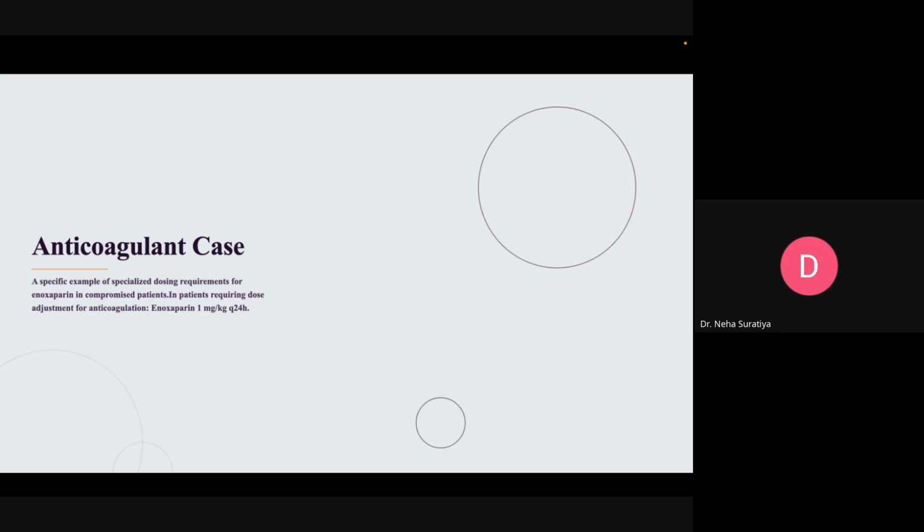Okay. So 1 mg per kg every 12 hours is for normal renal function. If the patient has normal renal function, enoxaparin 1 mg per kg every 12 hourly is normally prescribed. But in renal impairment, you will increase the interval here and you will make enoxaparin 1 mg per kg every 24 hourly. Okay. So why is this interval being increased here?